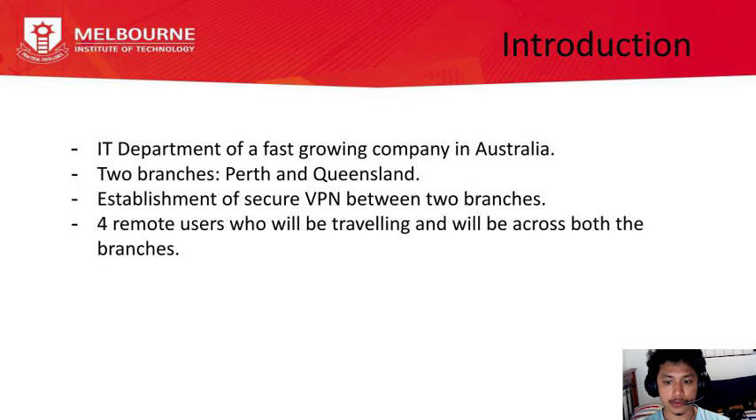So talking about our project, we're working as network engineers for a fast growing company in Australia. The company has two branches in Perth and Queensland, and we're required to establish a secure VPN network between the branches. We will also require connections for remote users who will be traveling across both the branches at the same time.